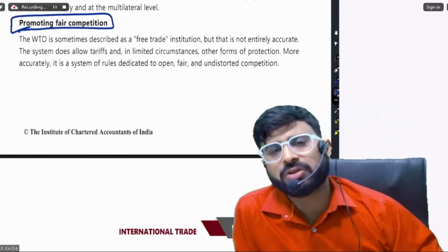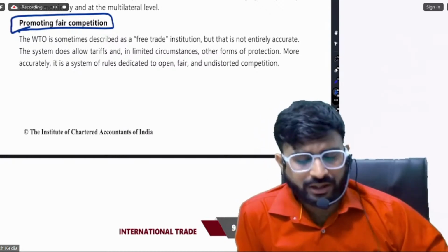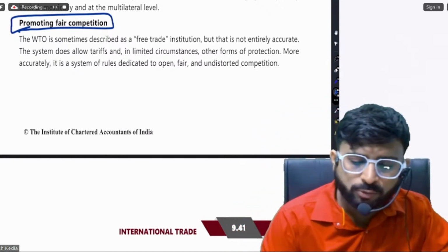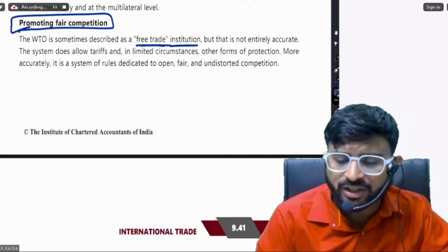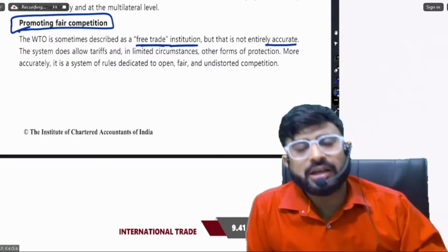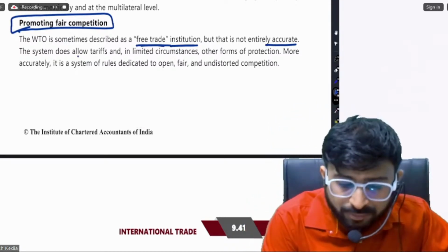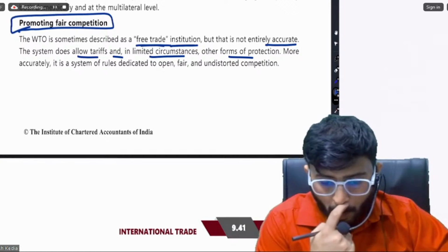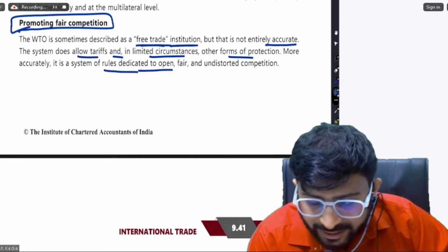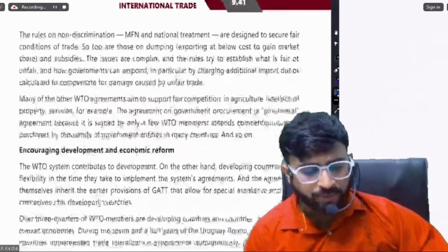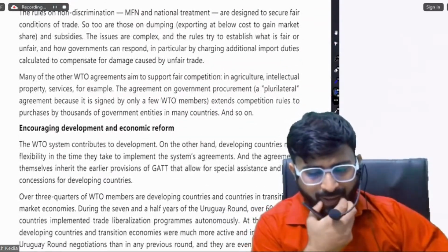Next is promoting fair competition. The WTO is sometimes described as a free trade institution, but that is not entirely accurate. The system does allow tariffs and, in limited circumstances, other forms of protection. More accurately, it is a system of rules dedicated to open, fair, and undistorted competition. So there should be free competition.